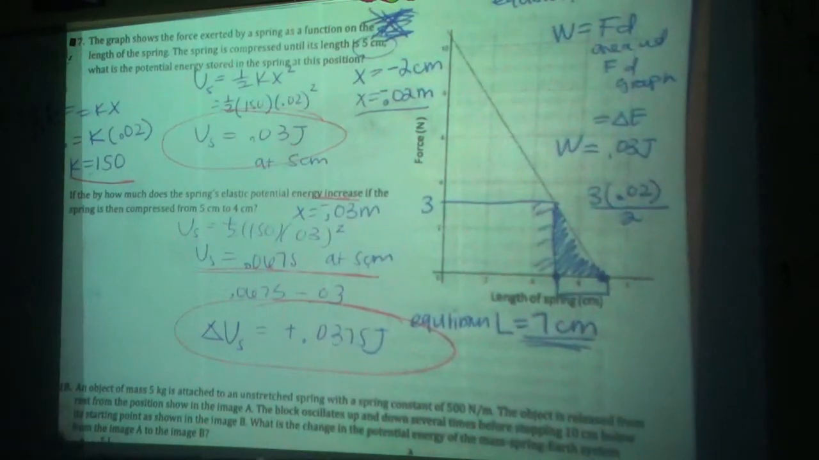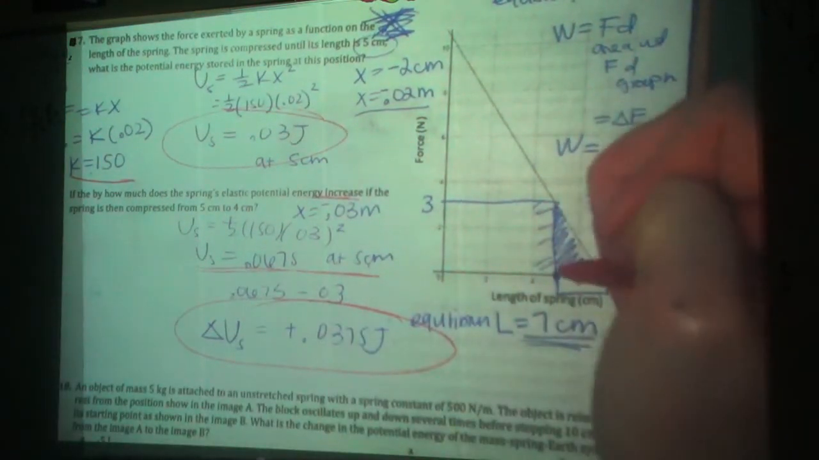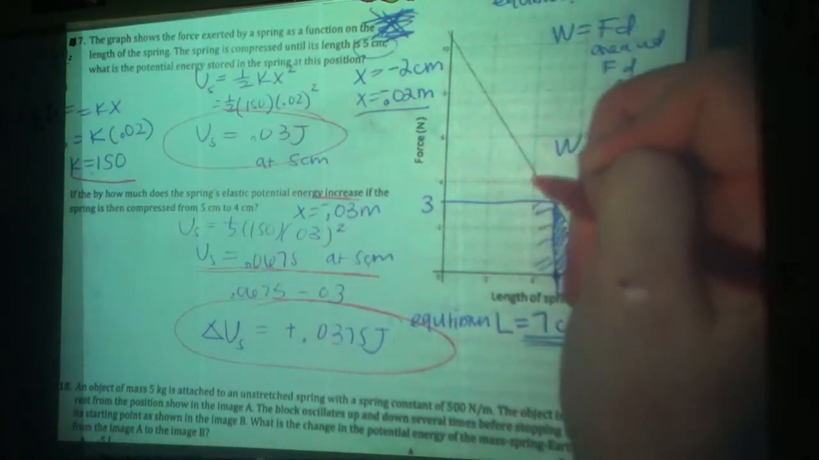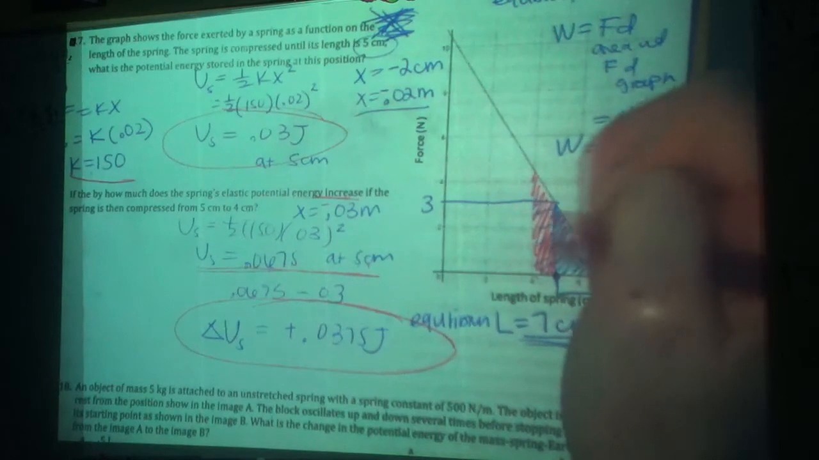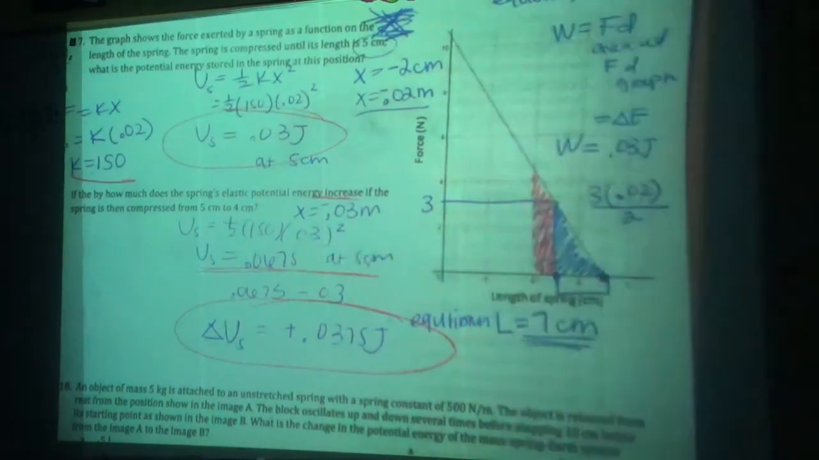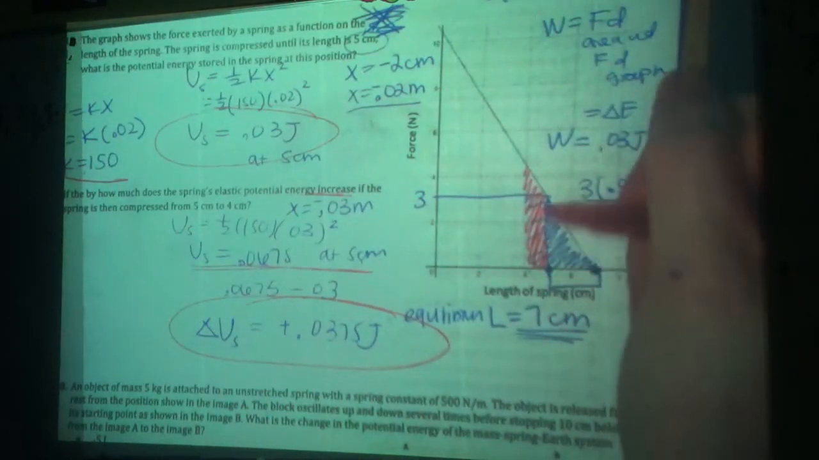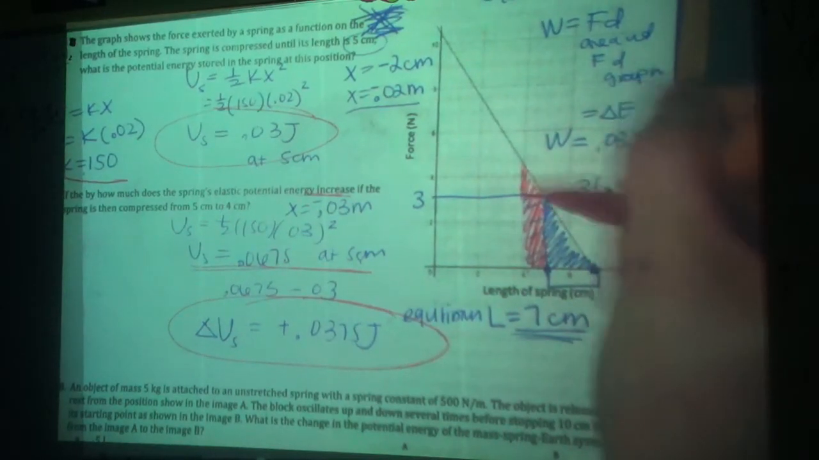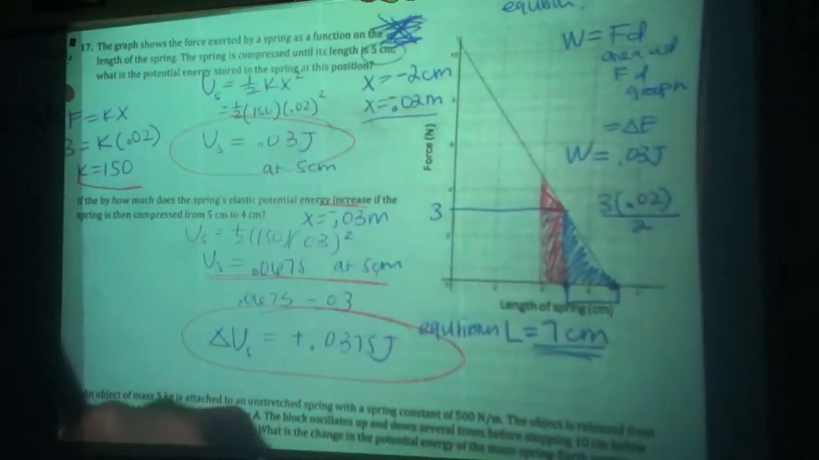If you wanted to get super fancy, the increase from 5 to 4 would just be the area of just this piece right here, from here to here. And you could find this area pretty easily. You'd have to break it up, either do a trapezoid or break it up into this triangle and then the rectangle. Or you could just find the new energy and subtract to find the difference.